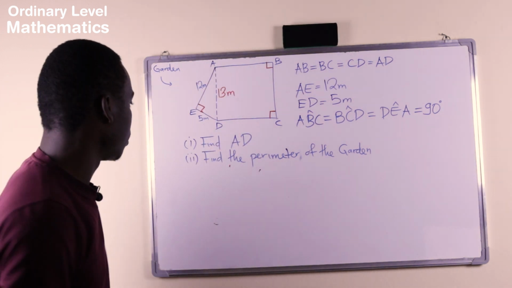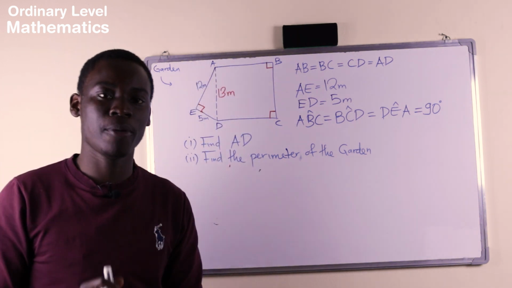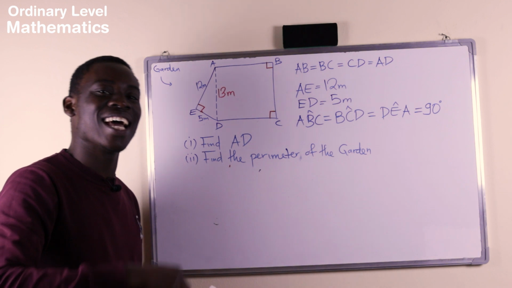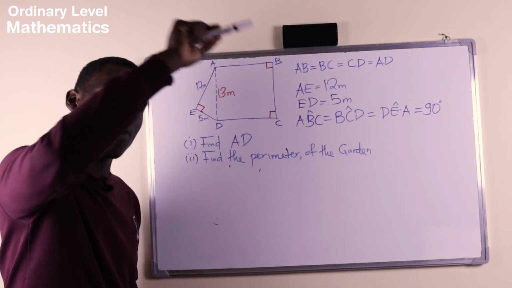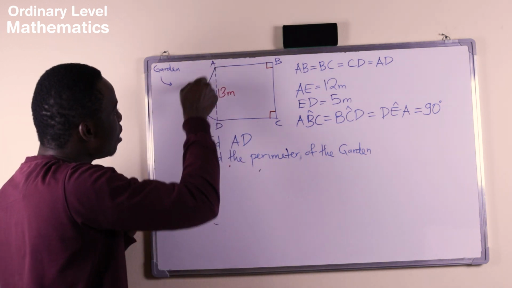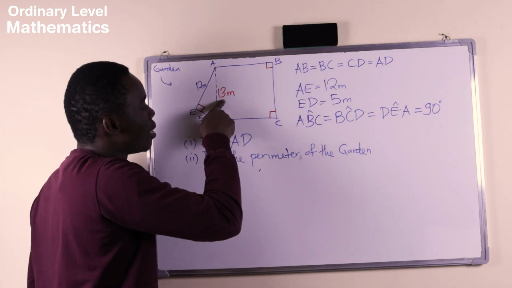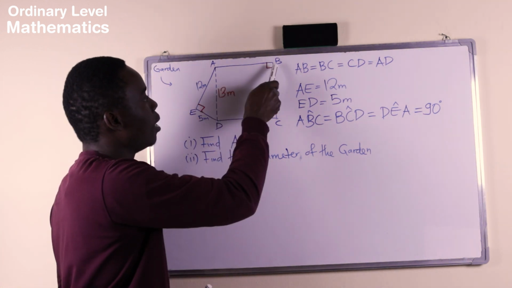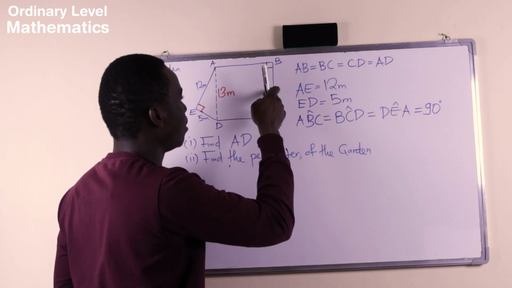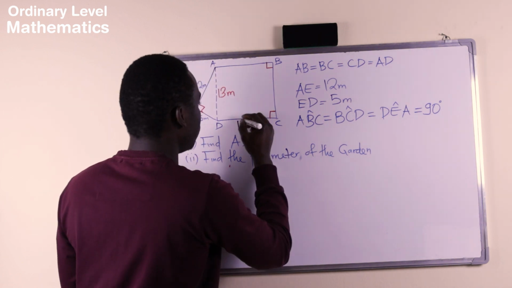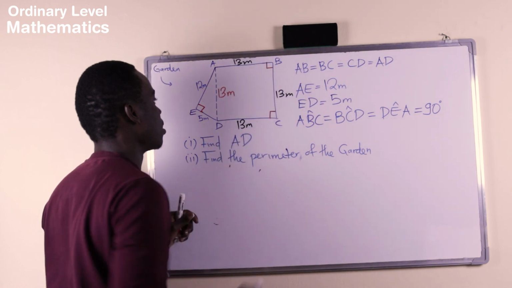Now, the next question says, find the perimeter of the garden. So, finding the perimeter of the garden. Now, what is the perimeter? Perimeter is the distance or the total distance around the given shape, not inside, around the given shape. So, the distance from here to here to here to here to here and to here. Now, knowing that this is 13 meters, and we've been told that AB is equal to BC is equal to CD, it's equal to AD, meaning this is 13 meters, 13 meters, 13 meters.